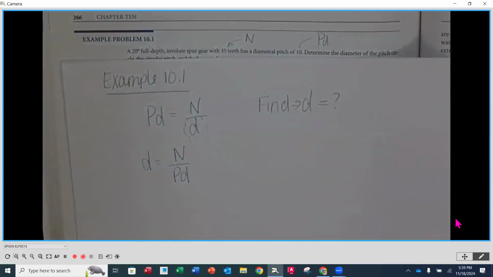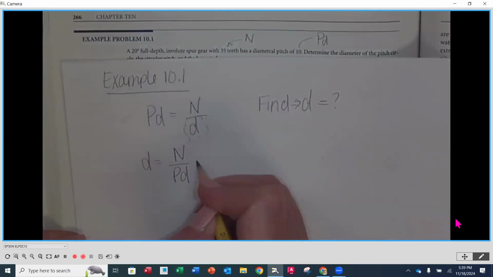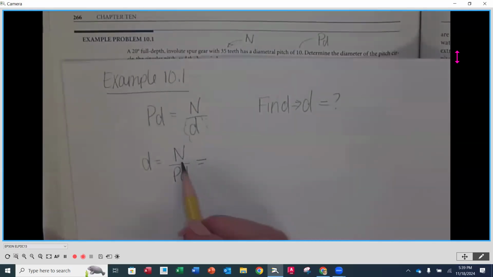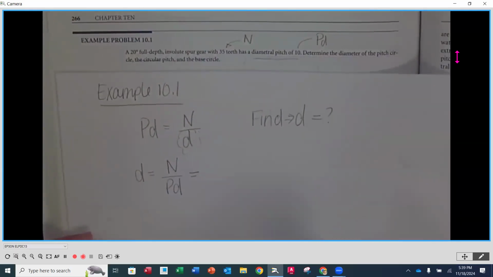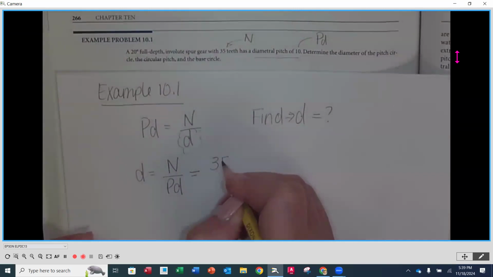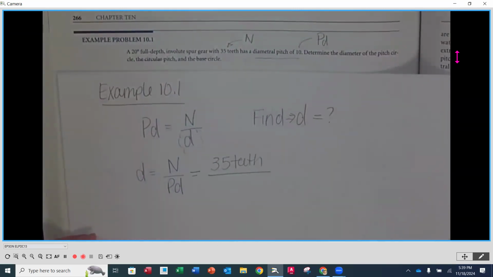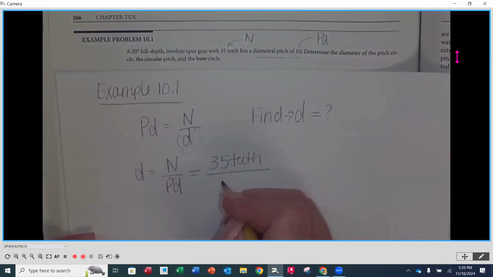Okay. Then what we're going to do at this point is put in our numbers with the units. So we know that our number of teeth from the problem above is 35 teeth. So 35, and make sure you put teeth in back of it. Divided by a diametral pitch of 10.